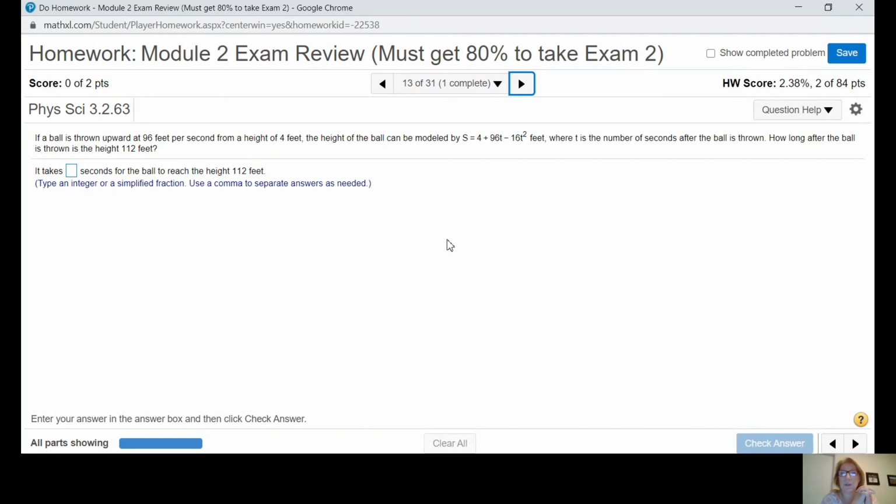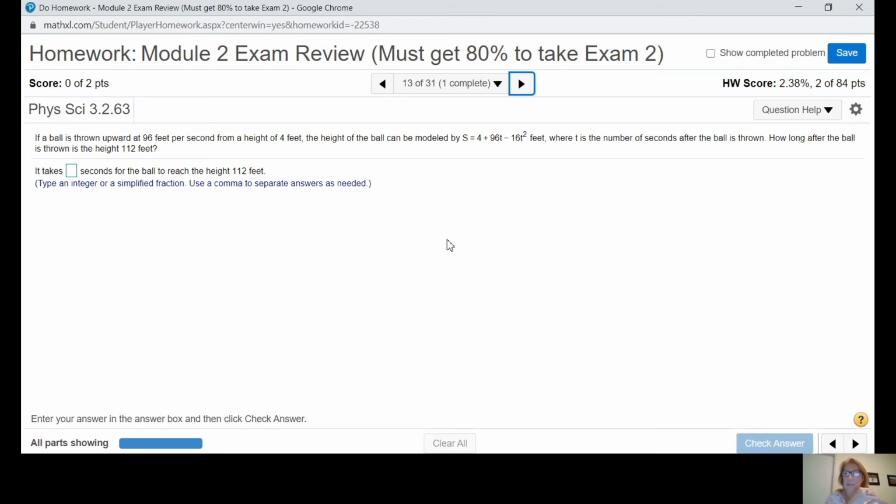So in this problem, they're not using x and y, they're using t for time, and then s for height. I would probably use h for height, but they're using s. So really they should write it like a function and say s of t, but they're calling the outputs s and the inputs t. T is the number of seconds after the ball is thrown, and the height is measured in feet. Okay, so the s values are in feet.